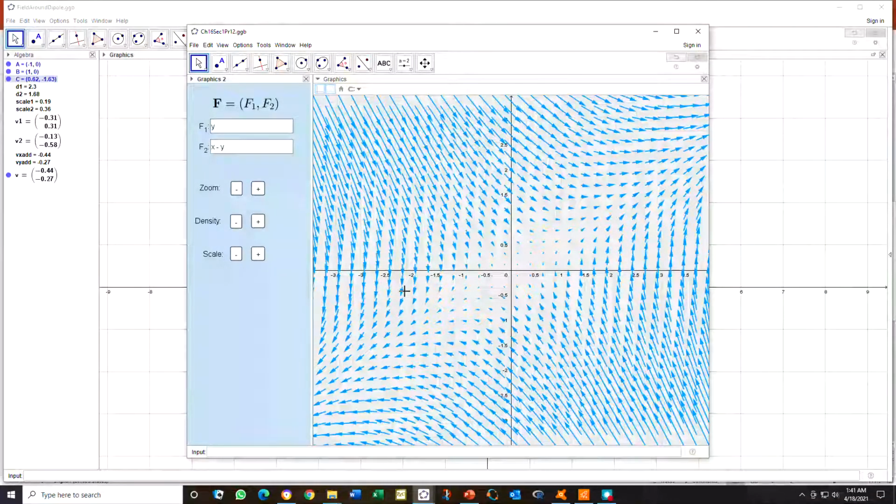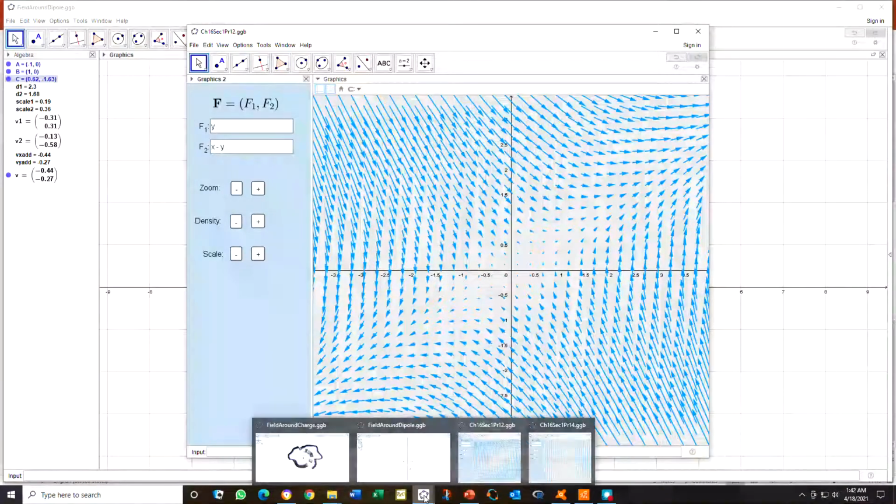Okay, to me, this is all. I'll make this particular GeoGebra file available to you, so you can play with it. You can type whatever F1 and F2 components, the x and y components of the vector field are, and play with it in other ways as well, whatever you want to do. Cool.